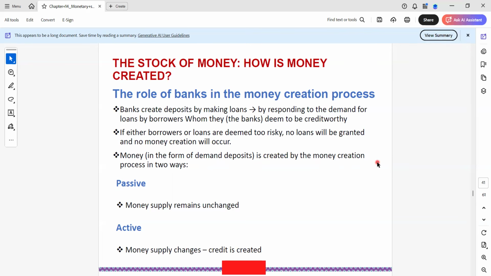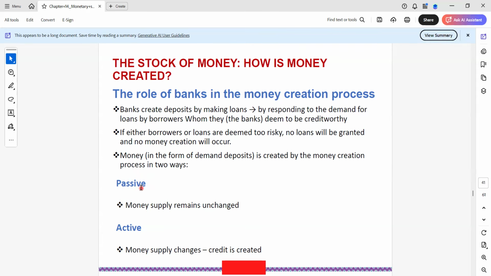Passive. Remember the passive balance, we said that when we were looking at the previous slide also. Why would a person hold money? We said the passive balance is where we have the transactional motive or precautionary motive, right? When you add those together, it gives us the passive balance, right?